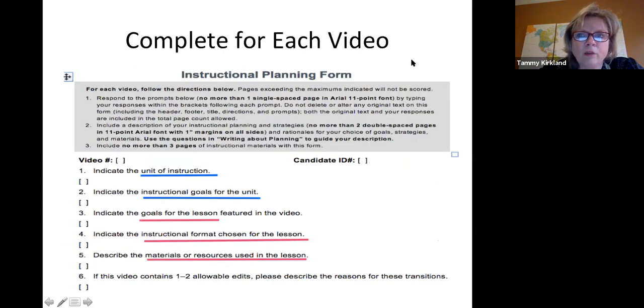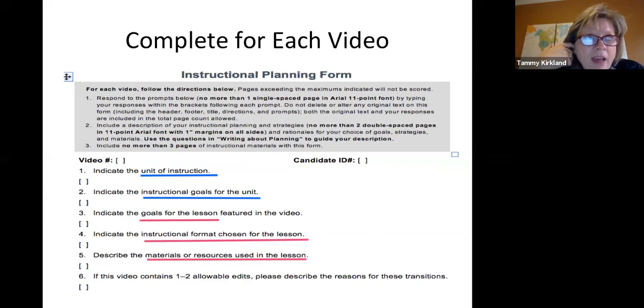Okay, here's the planning form. Now let's look at this. This is a big one. If you see here, I've got a couple of things up here to help you indicate the unit of instruction and the unit goals for the unit. Now, these are things that will not be seen in the video, okay? Just the unit, and again, this is for video 1, so keep in mind you're just teaching a lesson.